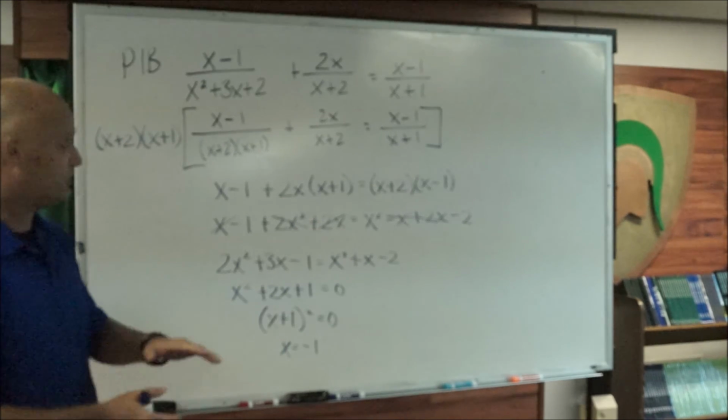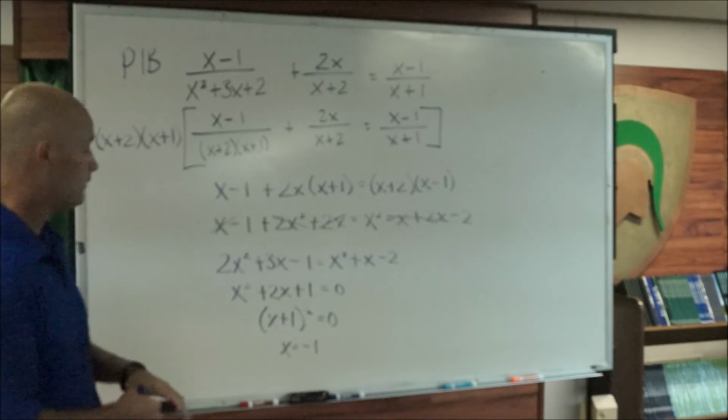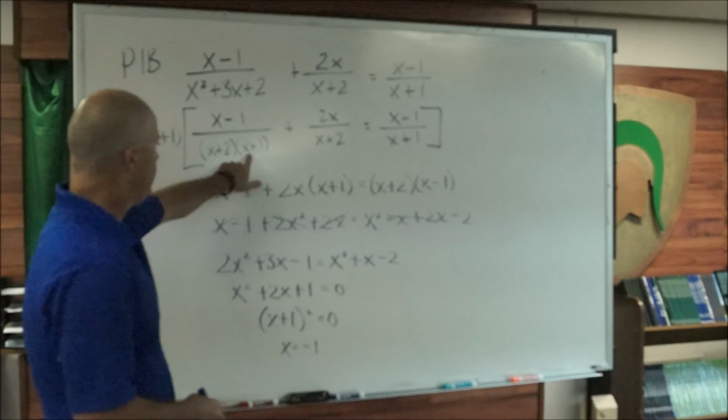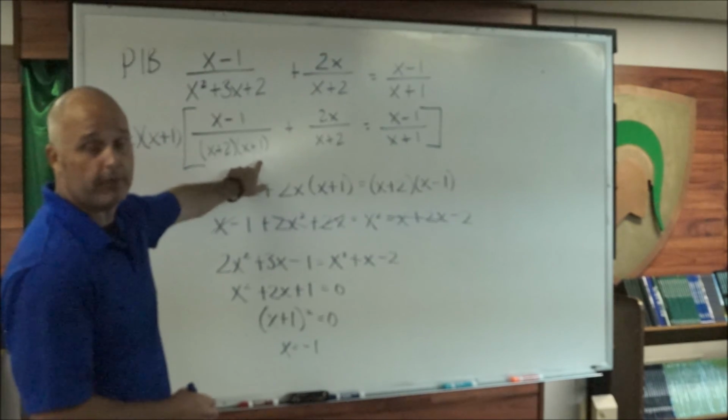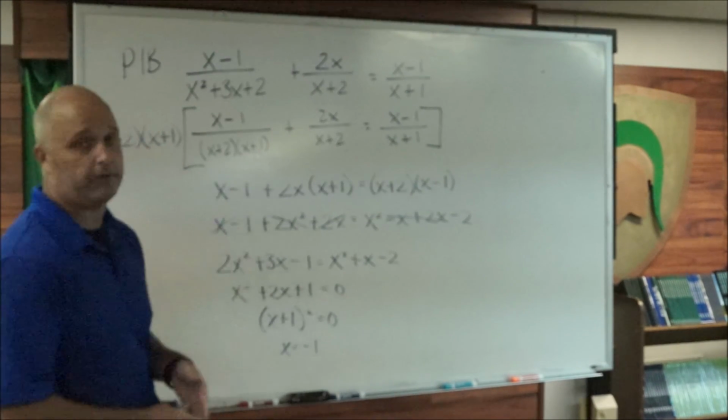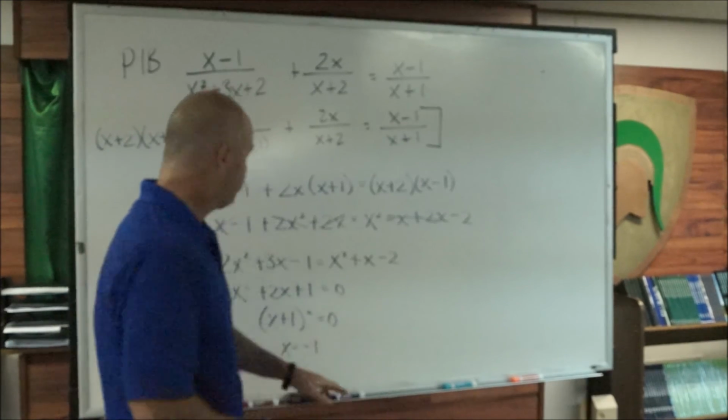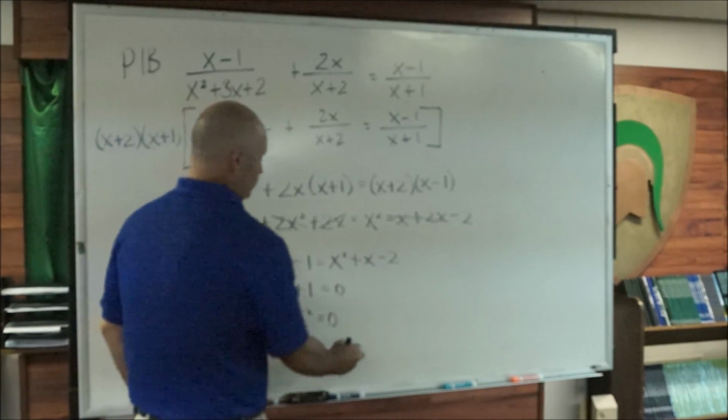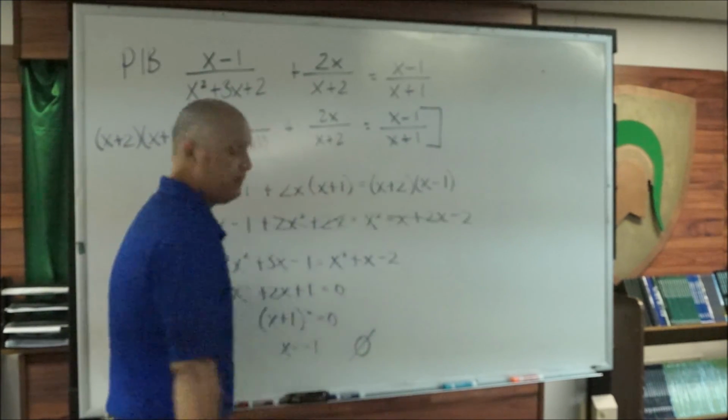Now, going back and taking a look to see if our solution works, if we plug negative 1 into here, we're going to get a 0 for that factor, and 0 times that factor is going to be 0. So this solution will not work. So for this problem, there are no solutions.